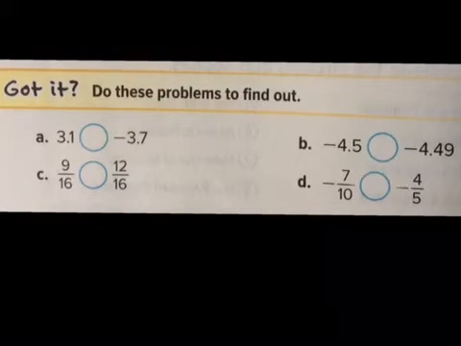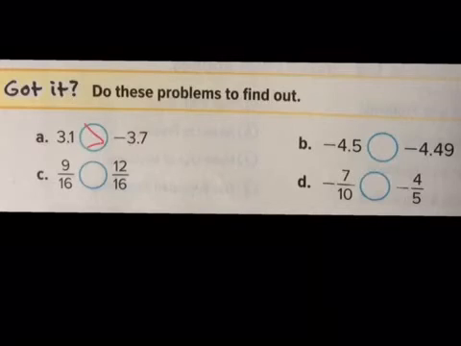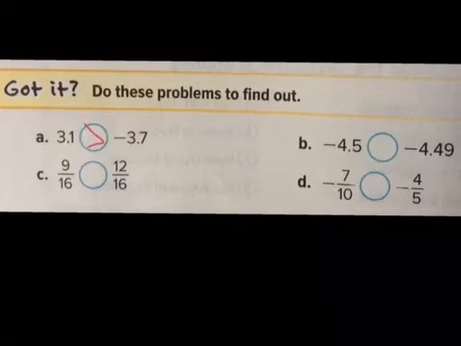Okay, the first one's pretty straightforward. We have a positive number and a negative number. The negative number is always smaller, so 3.1 is larger than negative 3.7.